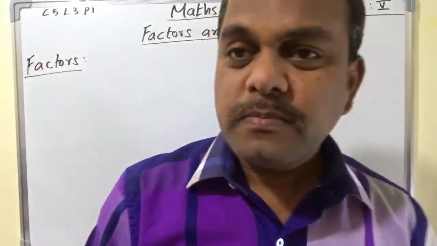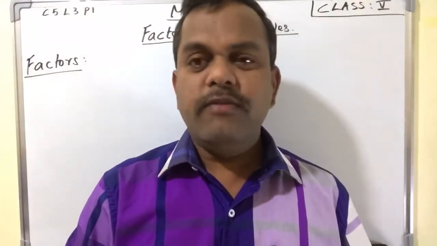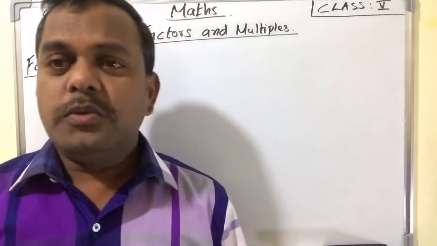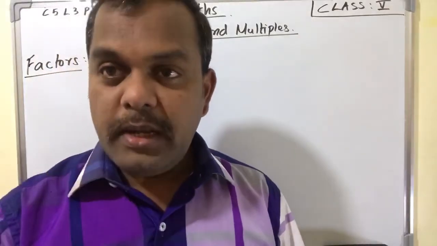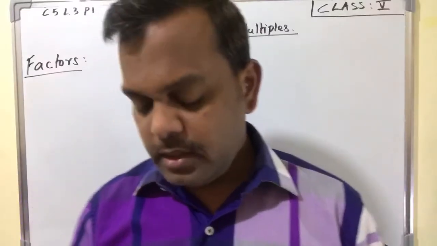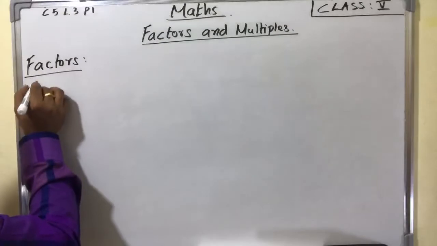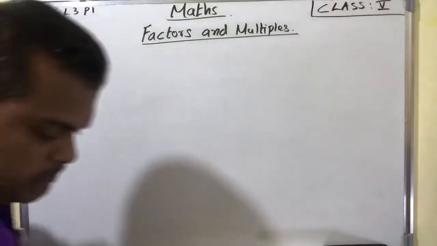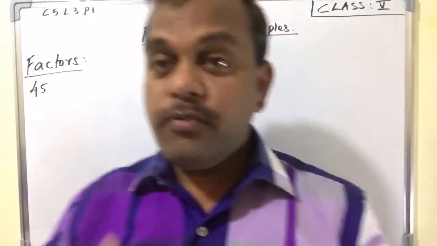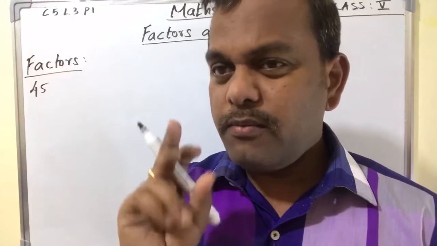Factors. What is a factor? A factor of a number divides the number without leaving a remainder. For example, take one number, 45. What are the factors of 45? Okay, before going to what the factors of 45 are, I will take only one number, 5.